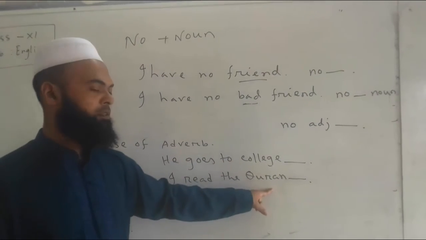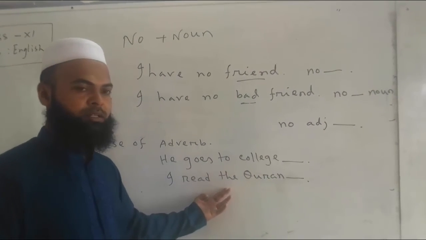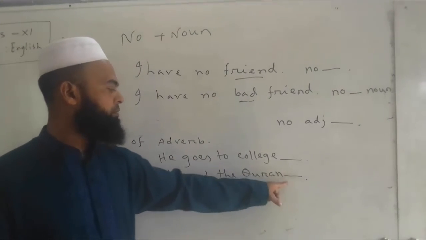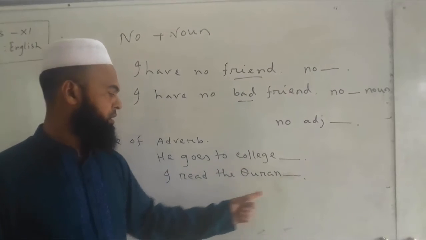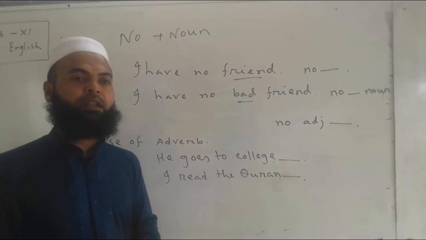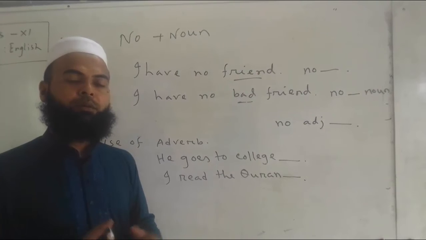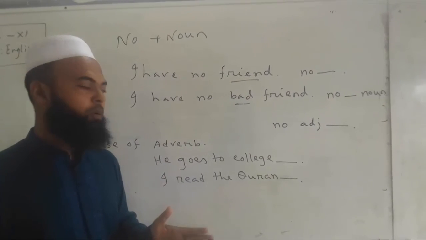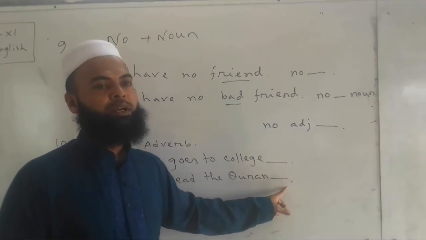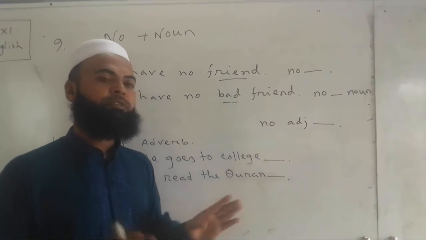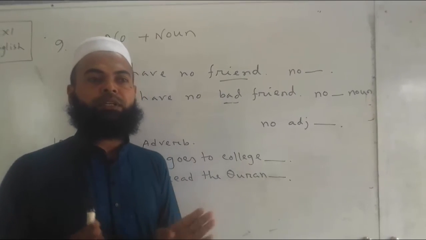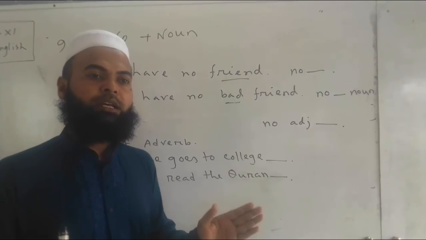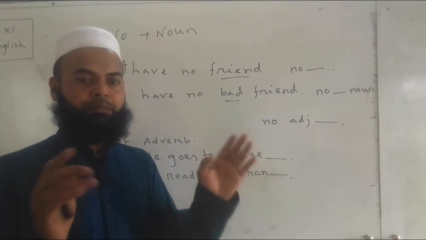I read the Quran. The sentence is correct, but there is a gap. So I write an adverb in the gap. I can write I read the Quran every day. I read the Quran regularly. I read the Quran properly. I read the Quran correctly. I read the Quran in the morning. Whatever the answer is, the answer should be an adverb. So when you find the sentence grammatically or structurally correct, but there is a gap, you will write an adverb in the gap.